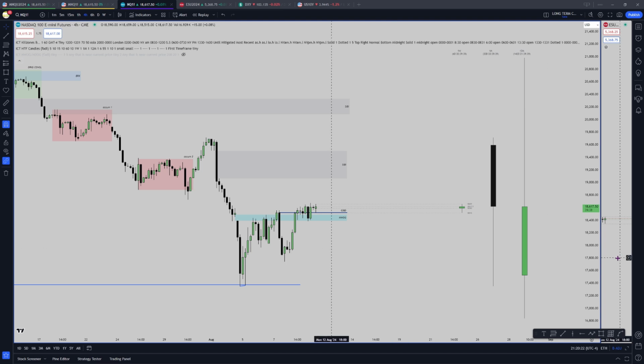Yeah, I would say you want to see a retest just so you have that extra conviction that price wants to go in that direction. So yeah, I'd say you would want to see a retest.